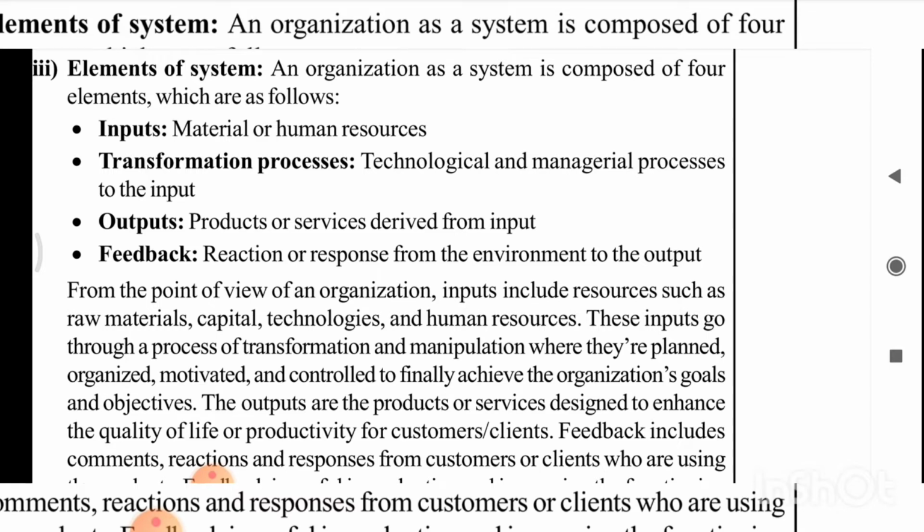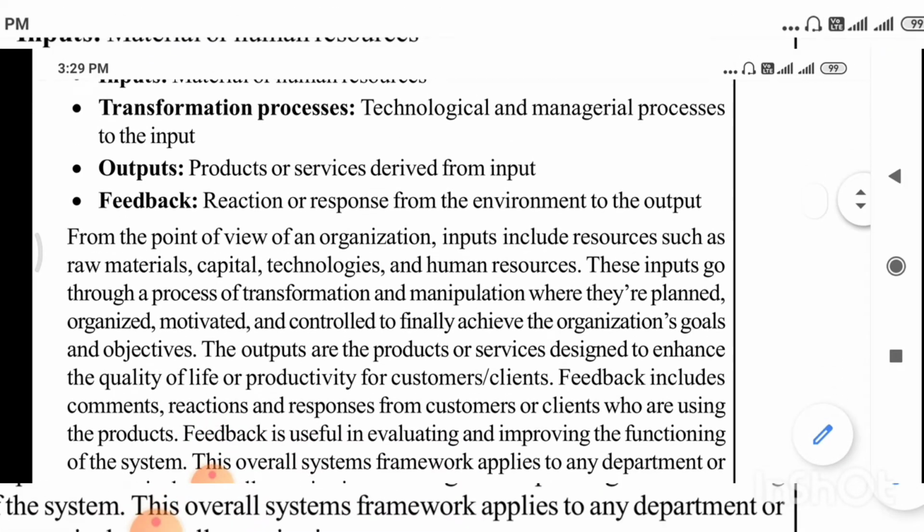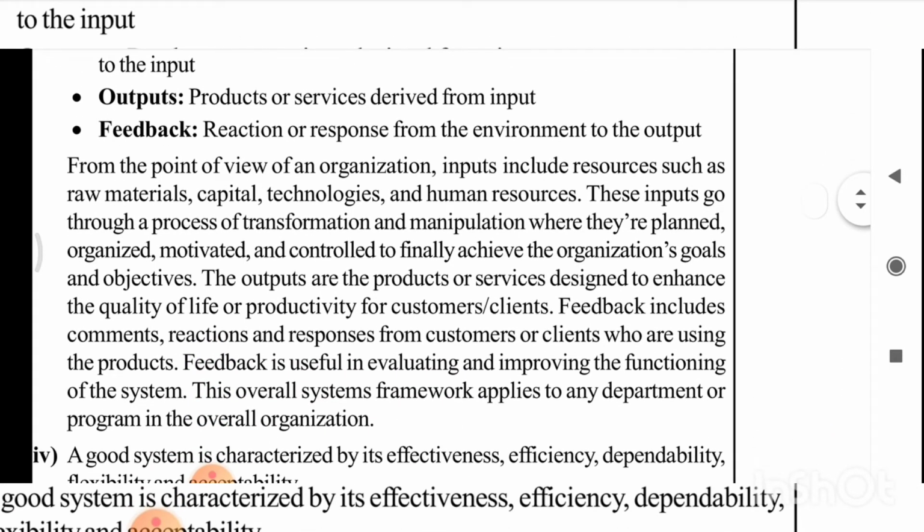As I already gave you an example, if it's Amazon, and you purchase some product and then after utilizing it for a few days, you give your review. That is your feedback.